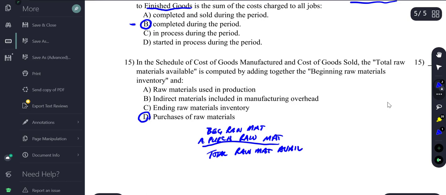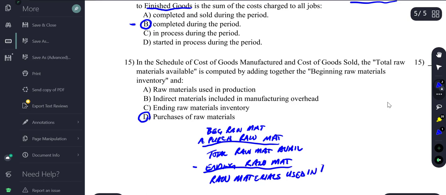And the next step that we would normally see here is to subtract out ending raw materials to get raw materials used in production. So what we're looking for in this question is how do we calculate the raw materials available? Well, it's simply going to be beginning raw materials plus purchased raw materials equals total raw materials available.